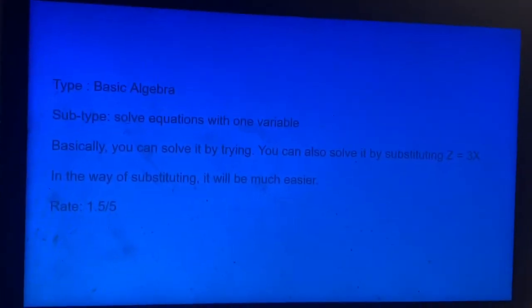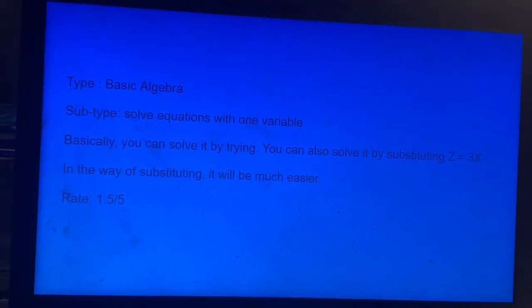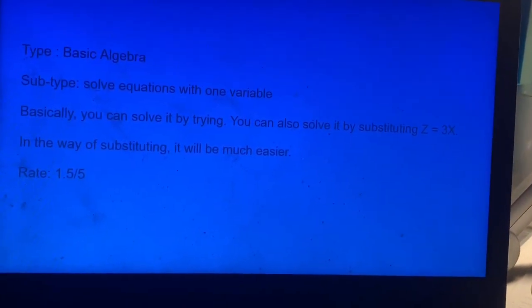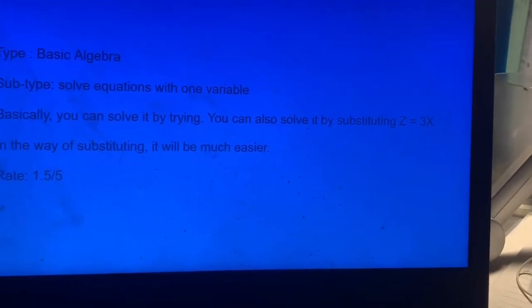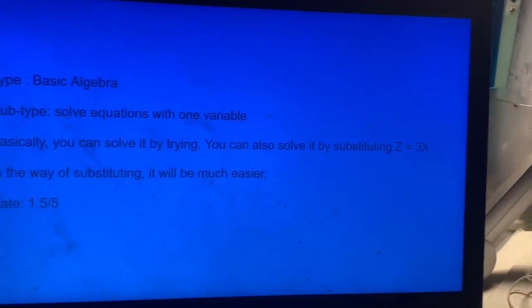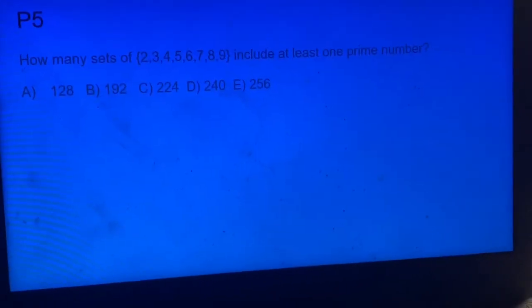This problem, I would like to give 1.5 points, because it still requires you to think a little bit by substituting. But if you don't substitute, you are still able to get this problem correct. You can just try the problem and you will find the correct answer.